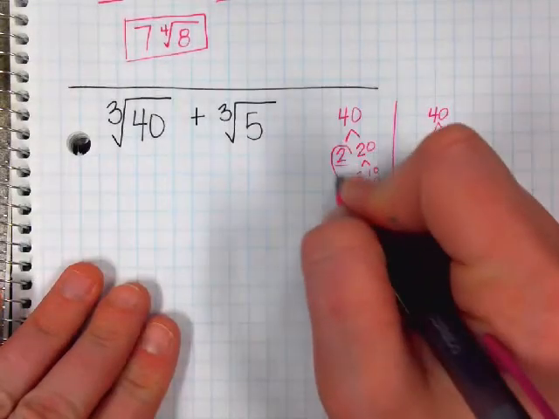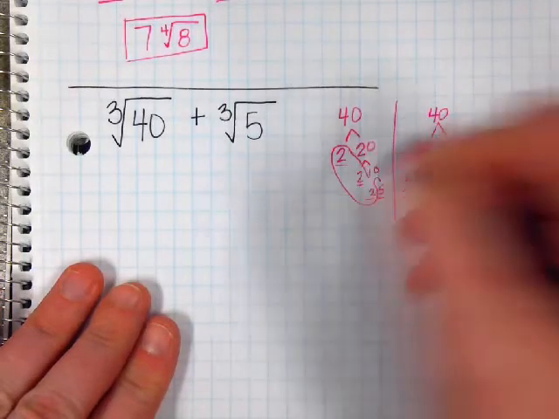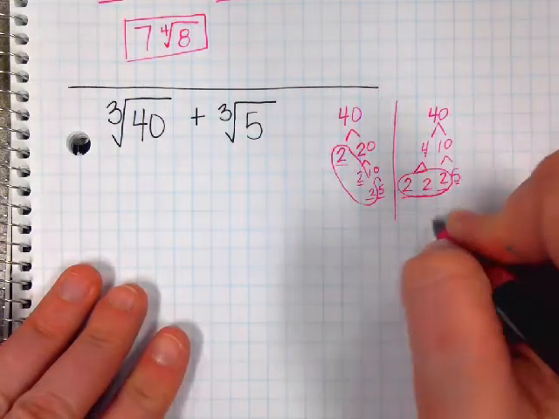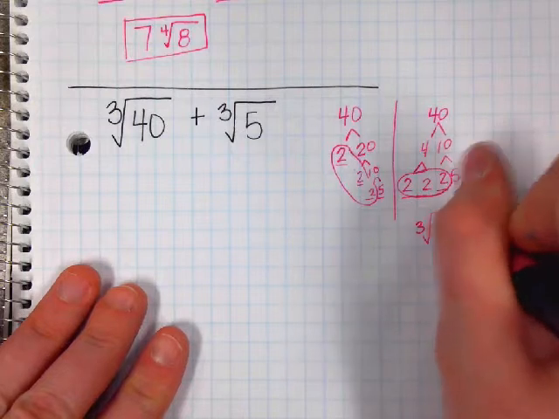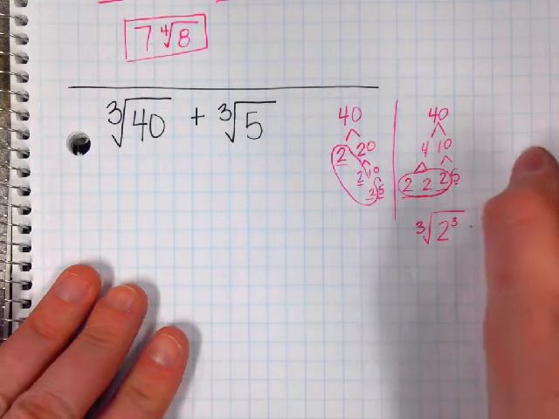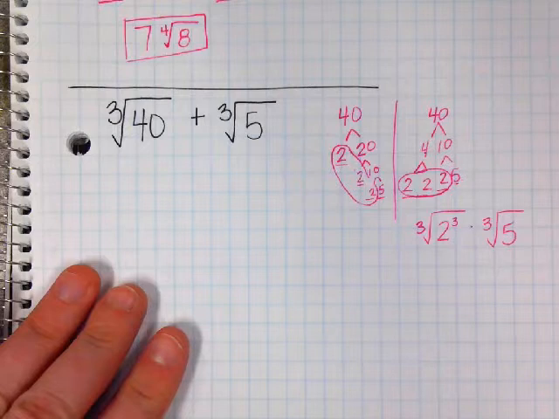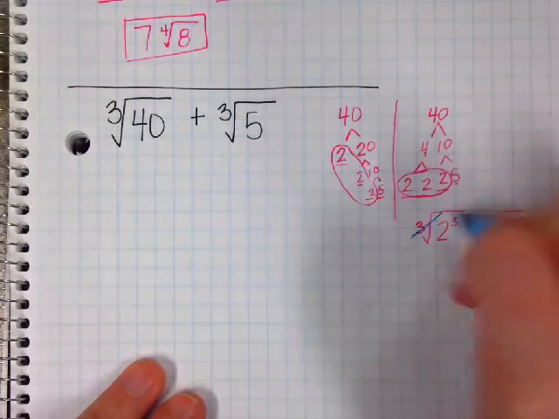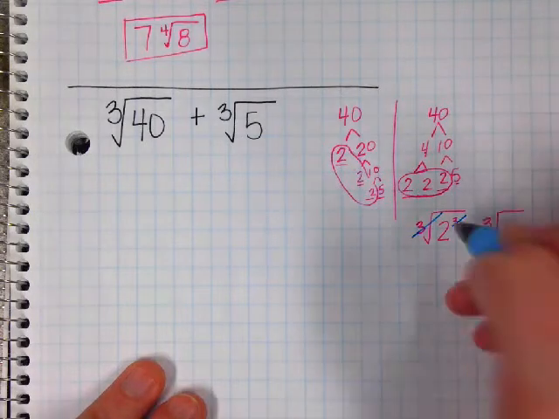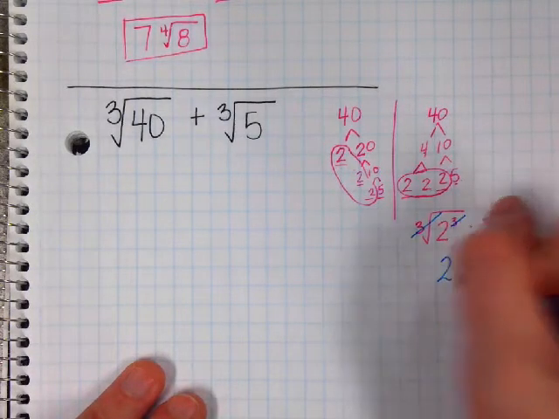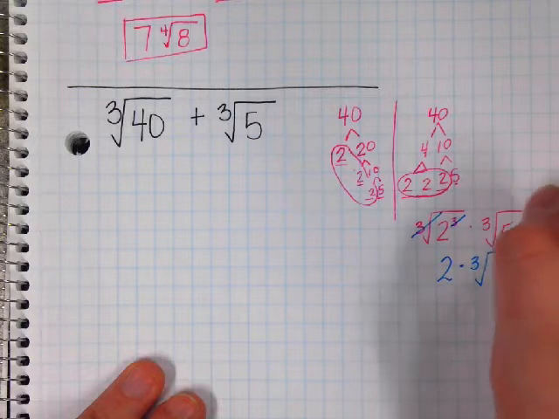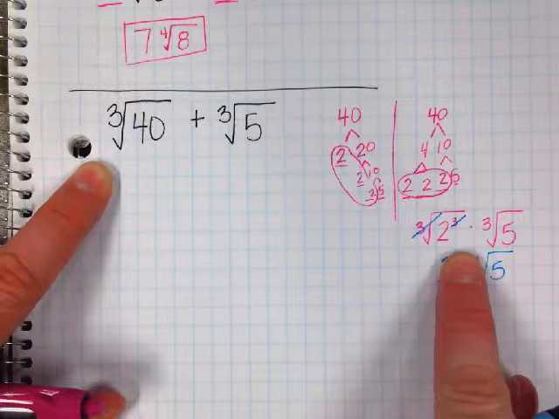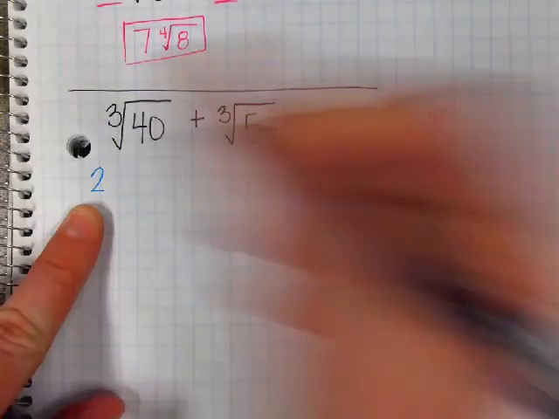So again, it's third root, so I'm looking for 3 2's, or a number times itself 3 times. So I could rewrite this information as the cube root of 2 cubed times the cube root of 5. Remember, we separate them out, and then the third root and that cube cancel, so it would actually be 2 times the cube root of 5.